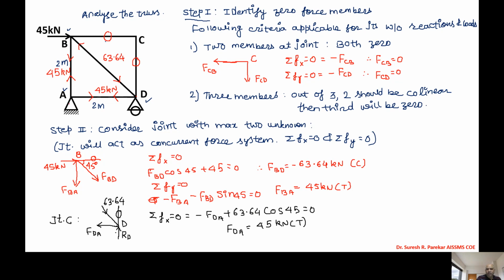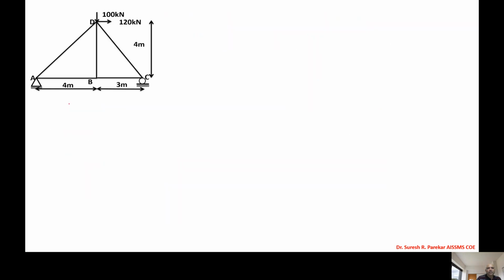So this is the first problem, and then we will go with another problem, and that is to find forces in the members. So this is the second: find forces in the members.